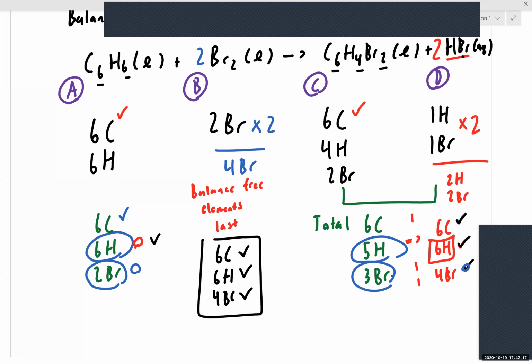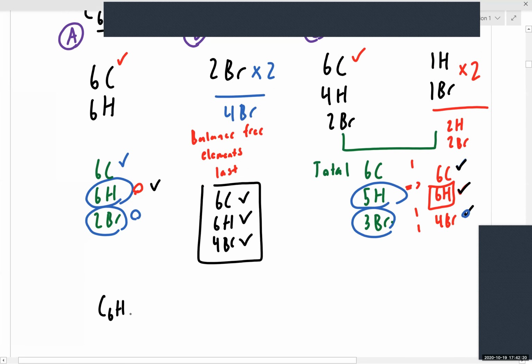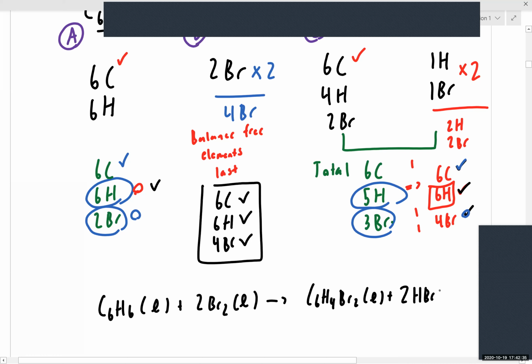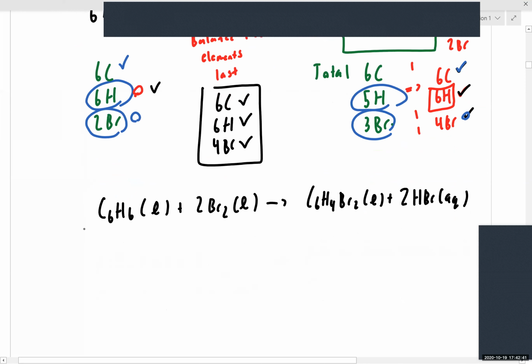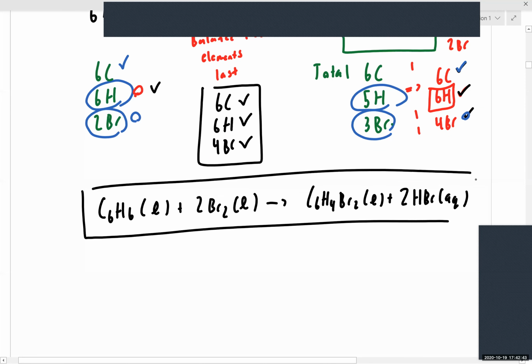Let's now rewrite our balanced equation with all of our adjusted coefficients. This is actually a reaction that we'll see again in organic chemistry. So here's our complete balanced equation. Does this process make sense to everyone? Any questions on this example?